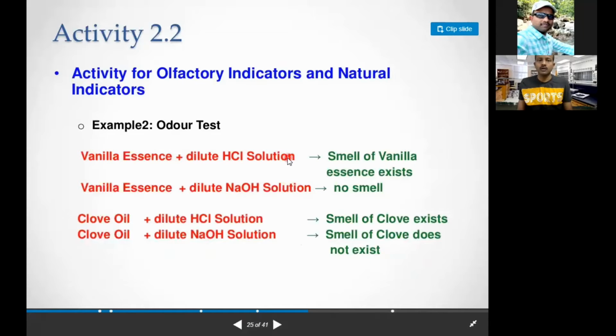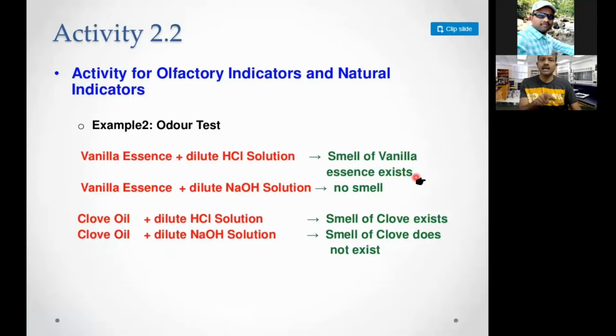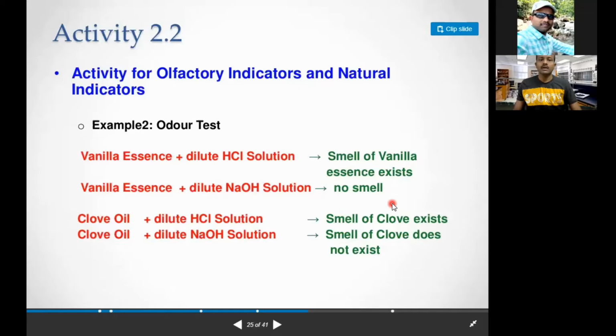Next, another example for the odor test. Vanilla essence: when you add vanilla essence to dilute HCl solution, the smell of vanilla essence exists. We can observe that smell of vanilla. But when you add vanilla essence to the dilute NaOH solution, we cannot observe the smell of the vanilla.